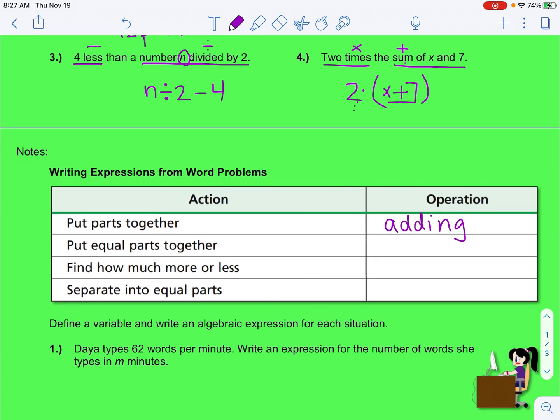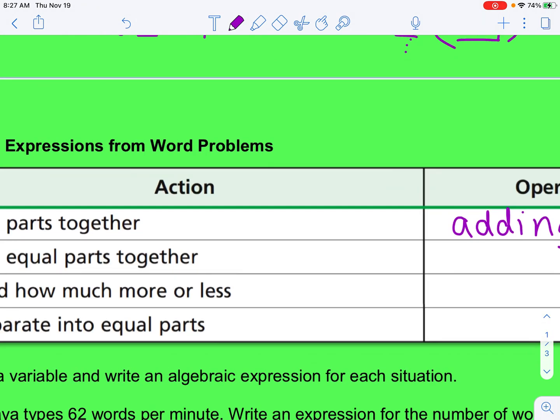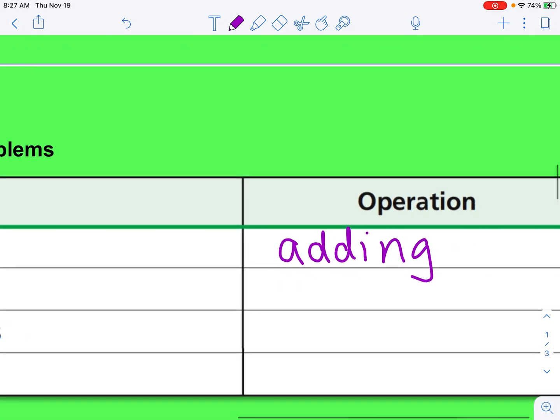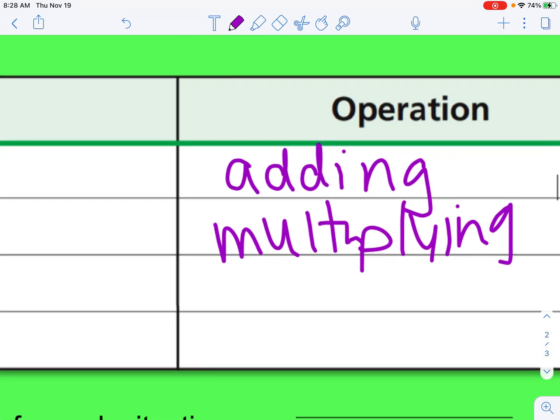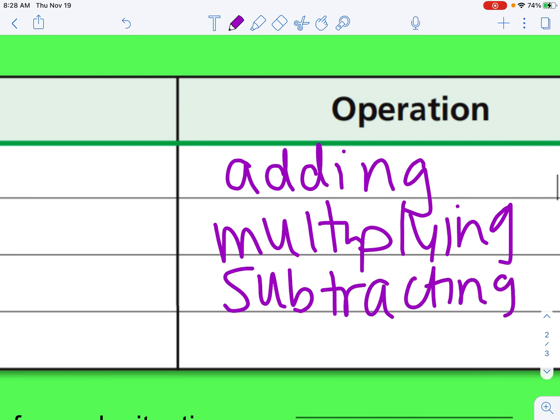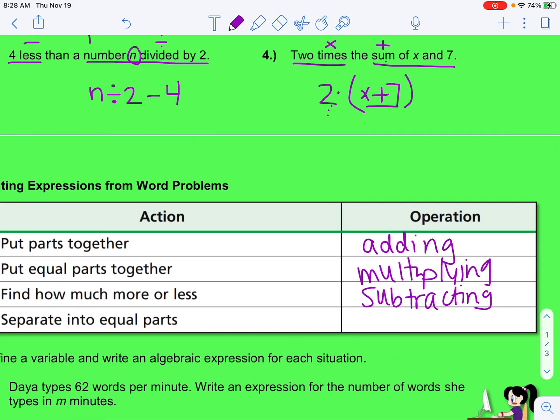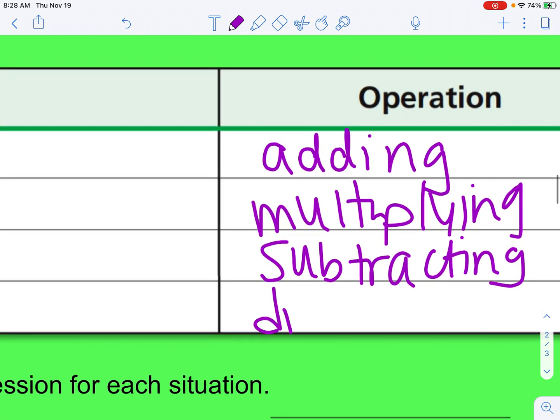Alright, my next sentence, put equal parts together. So if I'm putting equal parts together, that means I'm multiplying. If I want to find out how much more or how much less, that tells me I'm subtracting. And lastly, if I want to separate into equal parts, when I'm separating, I'm really dividing.